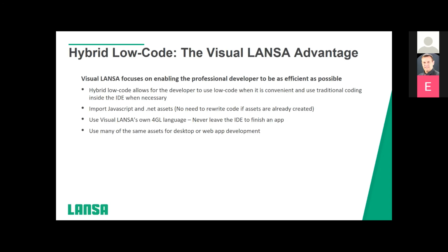So, hybrid low code. The Visual LANSA advantage is what I like to call it. Visual LANSA focuses on enabling the professional developer to be as efficient as possible. Visual LANSA is very much a professional developer's toolbox, and low code is just one of the tools inside that toolbox. Hybrid low code allows the developer to use low code when it is convenient, and you're going to see that with PWAs. You can enable a web application to be a progressive web app entirely through low code, with about 3 clicks to do everything, and that's it.